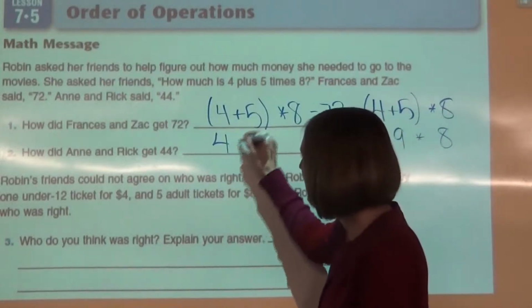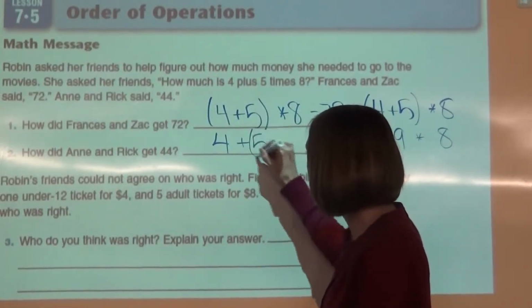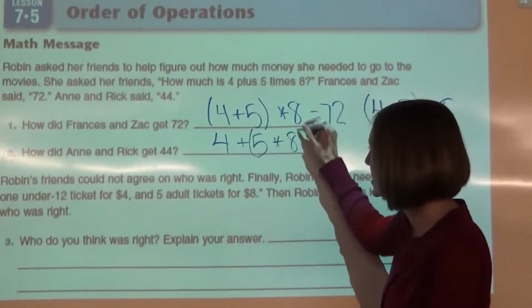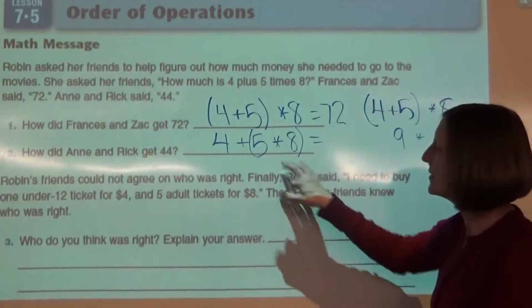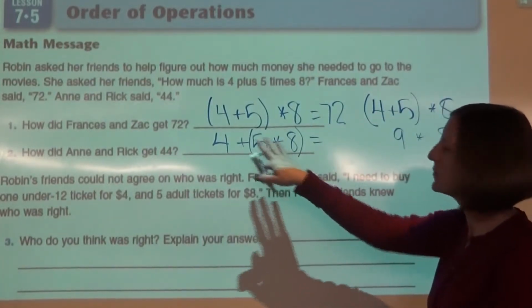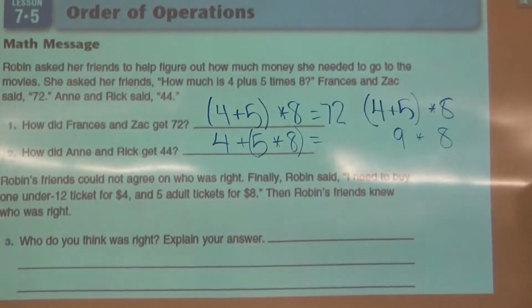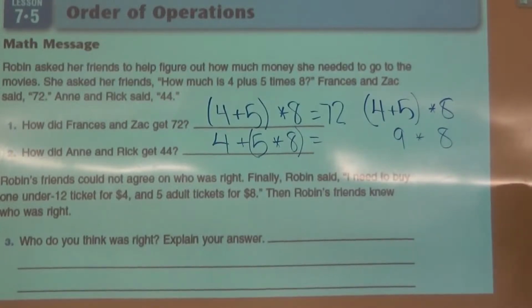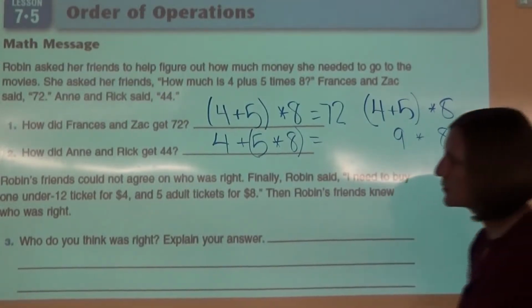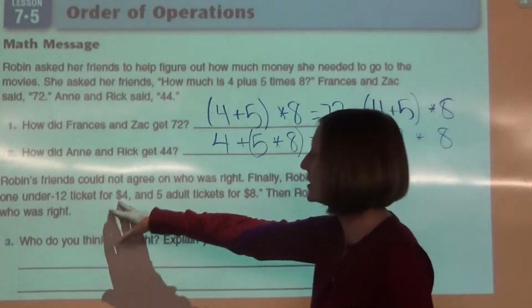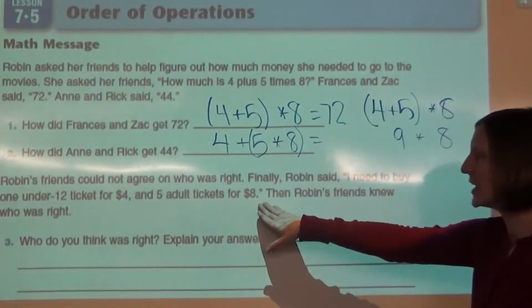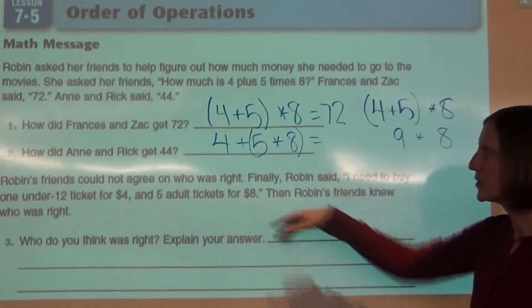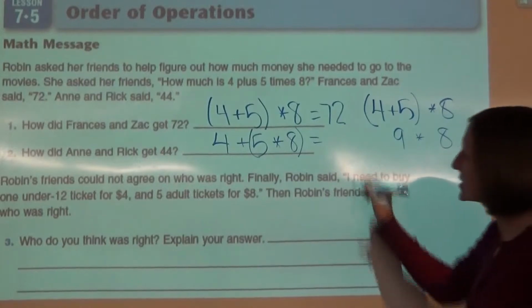What if we move the parentheses a little bit? What if they did the 5 times 8 first? If they did that, then we know 5 times 8 is 40, plus 4 might be where they made their mistake. But we have to make sure we know who's correct. If we need one ticket for $4, if we read on here, and 5 tickets for $8, who really did it the right way? Who has the right answer here?